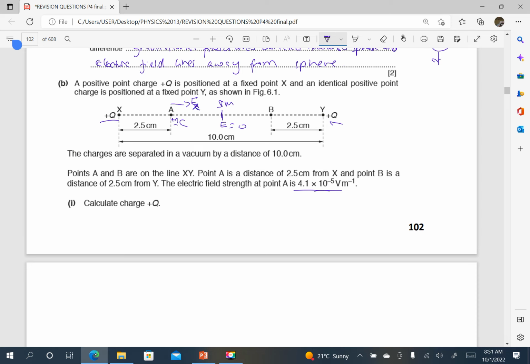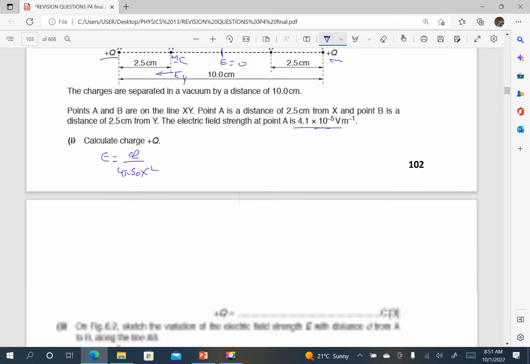Then due to Y, it is also going to repel to this side. So this will be E due to the charge at Y. Of course, E due to the charge at X is greater than E due to the charge at Y because X is closer to point A. But note that the resultant is 4.1. So we know that electric field strength is equal to Q divided by 4 pi epsilon naught times X squared.